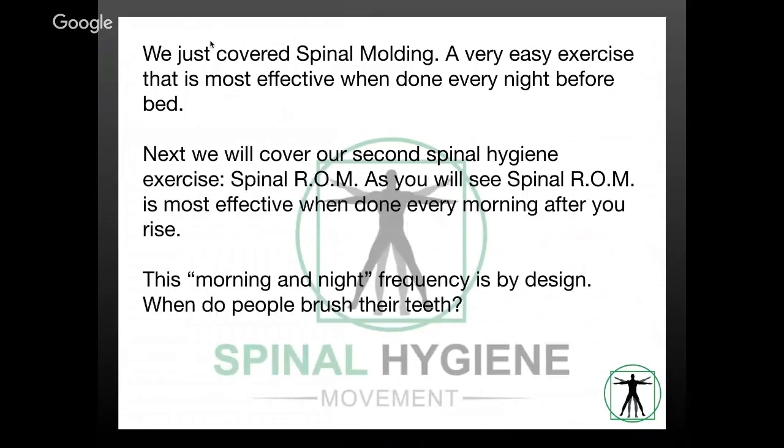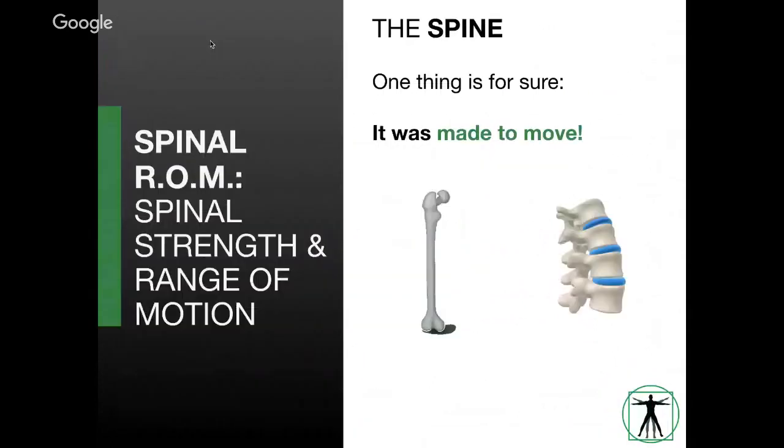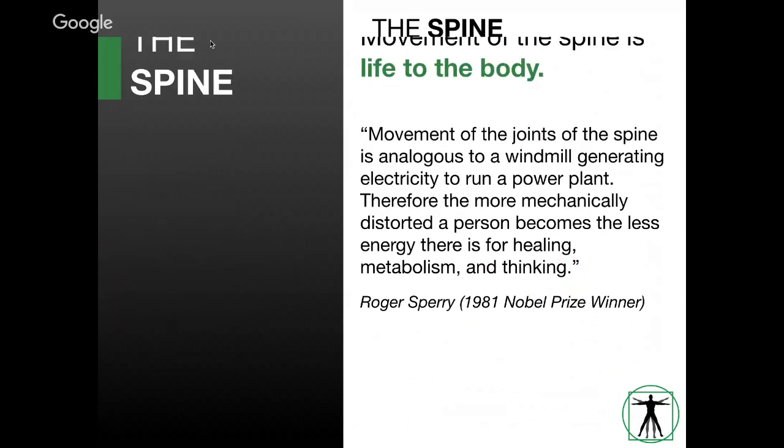The next exercise we want to make sure that you know how to do is spinal range of motion. One thing is for sure, your spine was made to move. If you don't move it, it will degenerate, okay? Look at the pictures there. It could have been that your spine would have been made as one solid bone, like your femur. That's the femur bone right here. Because you can't bend your leg except for at the knee, right? If the spine was one solid bone, you wouldn't be able to move it, but it's not. It's 24 different movable bones that have to be able to move.